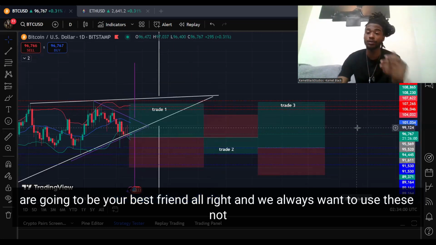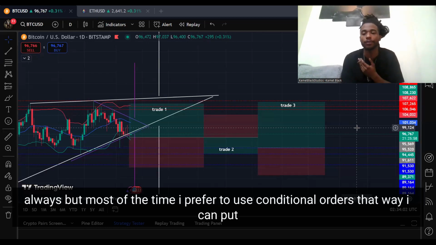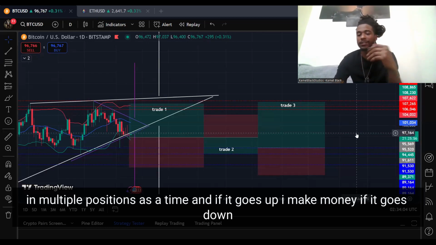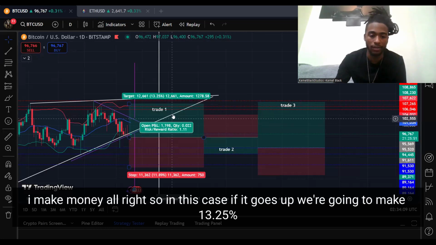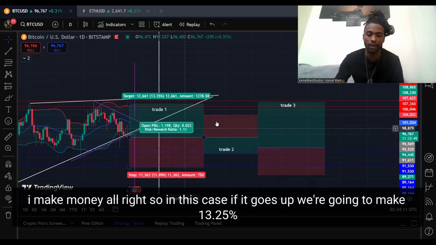And we always want to use these, not always, but most of the time I prefer to use conditional orders. That way I can put in multiple positions at a time. And if it goes up, I make money. If it goes down, I make money. All right. So in this case, if it goes up, we're going to make 13.25%.